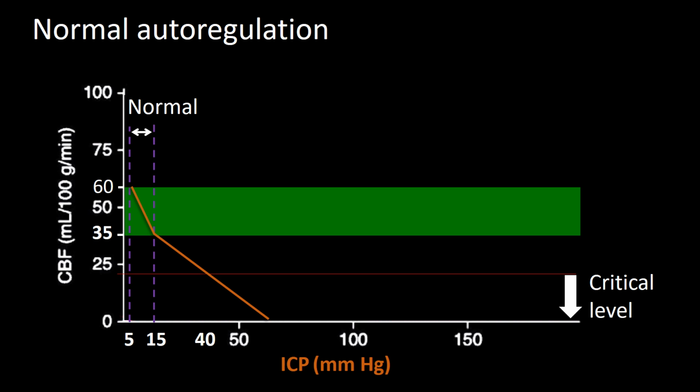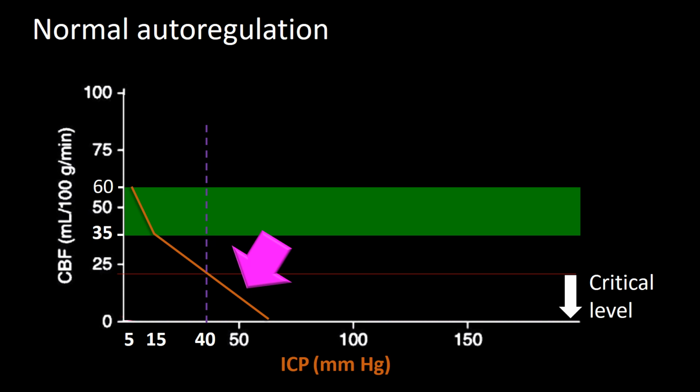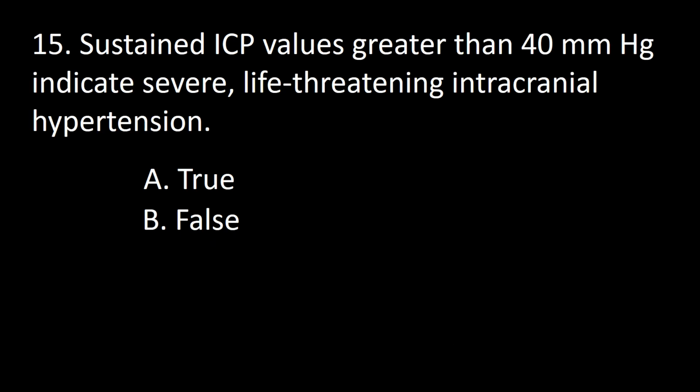Standing on this assumption and clinical information that backs it up, we can further say that between intracranial pressure of 15 to 40, the brain is at risk, and beyond 40 millimeters of mercury, intracranial pressure produces critical drop of cerebral blood flow. So the answer to this question is true.